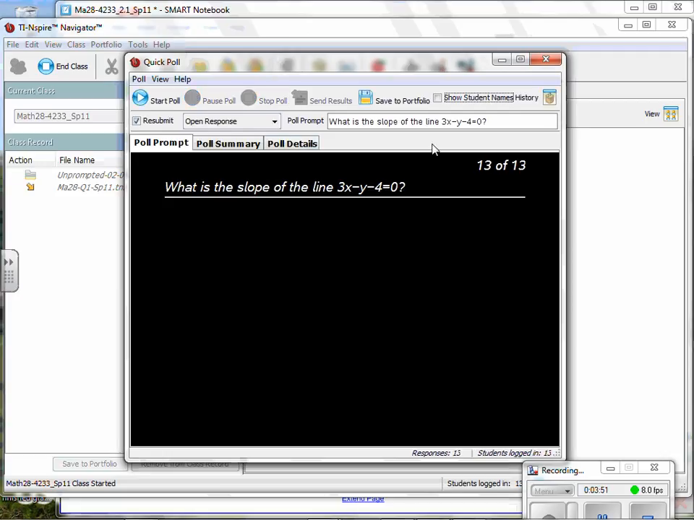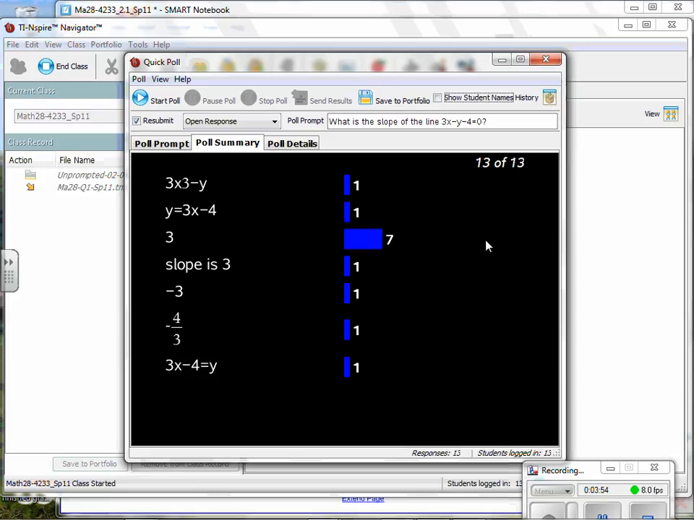There we go. Okay, so let's just take a look at this. The slope cannot be 3x cubed minus y. I assume that's what this person meant. The slope is not an equation of a line. The slope is a value. The slope is the inclination of the line. The slope is 3. So that's correct. -3, no. -4/3, no. Again, the slope is not an equation of a line. The slope is a single value. So we'll save that to the portfolio for today.